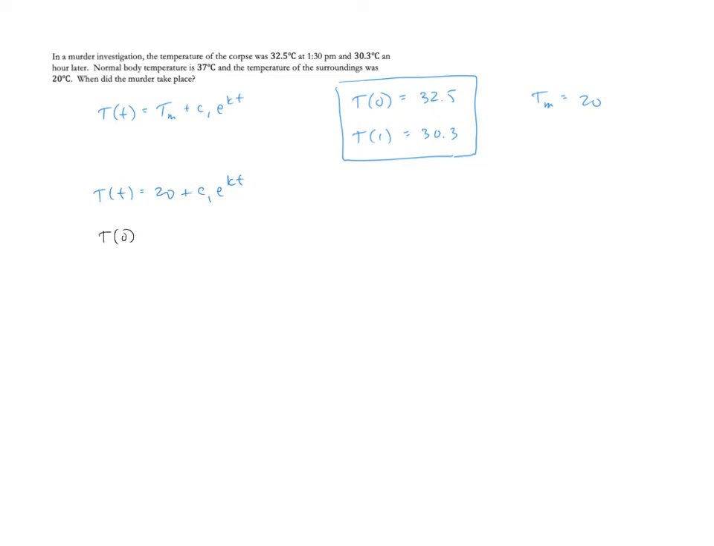T of 0 is going to be 20 plus C sub 1 e raised to the 0, and then we'd have T sub 1 equals 20 plus C sub 1 times e to the k. Now the T of 0, we know equals 32.5, and this one we know equals 30.3. So again, to come up with these, all I did was substitute the 0 and the 1 in for the t. So when I plug it in here, you get the 0 there and the k there.